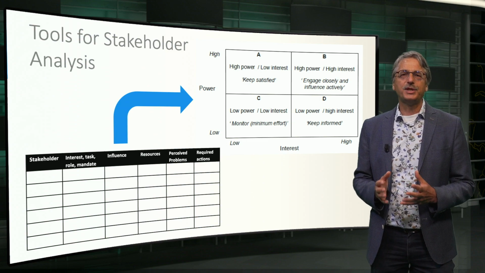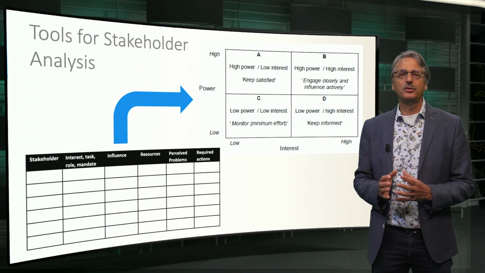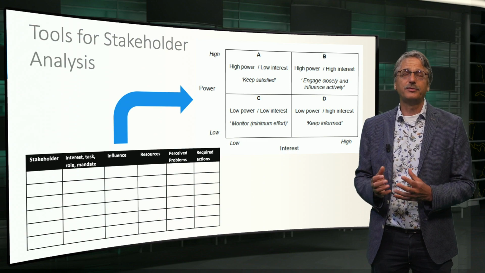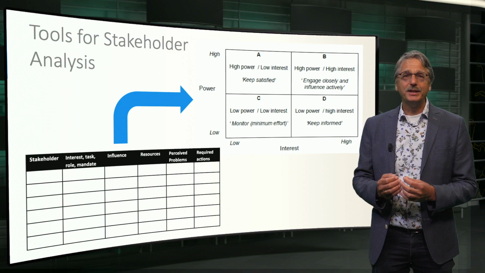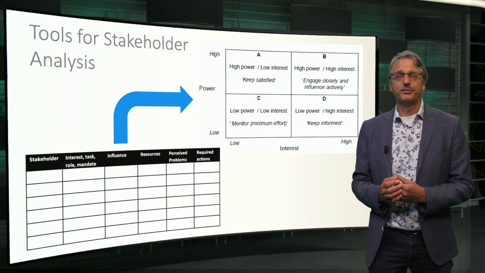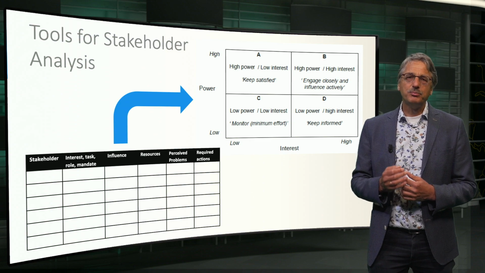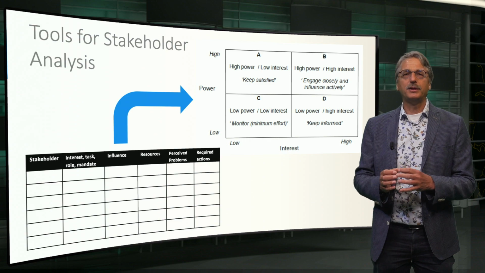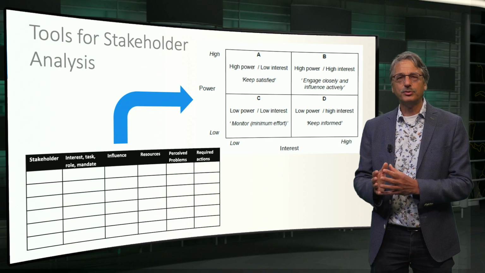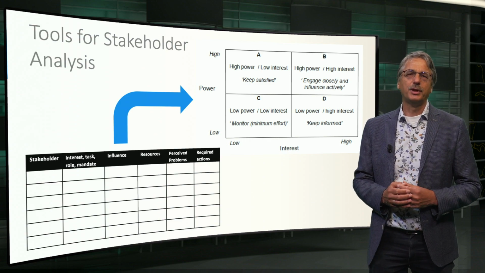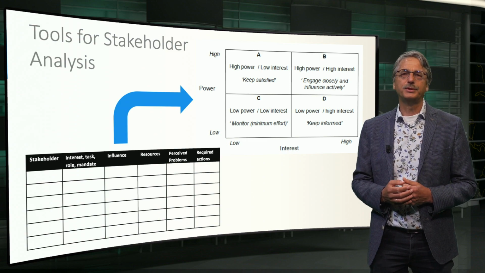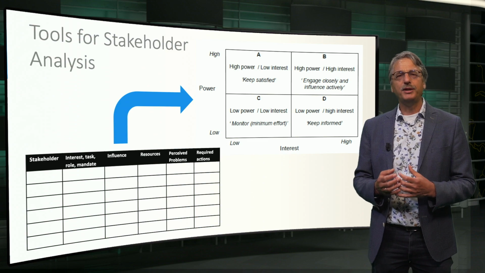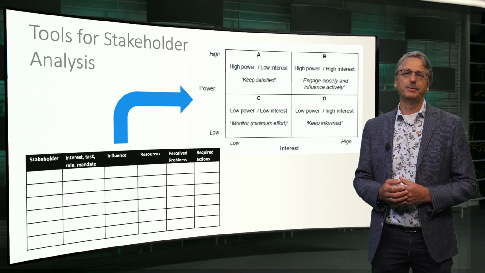I found that in different sessions, it is quite tempting to fill in the matrix right away, because it's relatively easy and therefore it is an easy tool to make people active. However, it is more helpful to first list the different stakeholders and identify their different interests, tasks, roles and mandates, and then score their relative interest and power influence. After that exercise, the power influence matrix can be filled in.